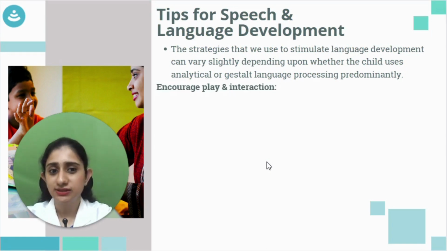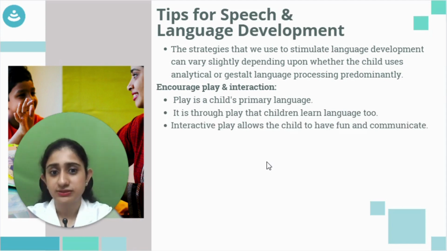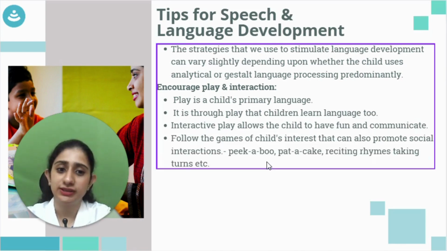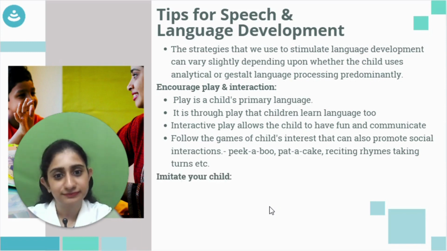One is encourage play and interaction. Play is a child's primary language, so it is through play that children learn language too. So interactive play allows the child to have fun and communicate. So follow the games of the child's interest that can also promote social interactions such as peekaboo, pat-a-cake, or reciting rhymes, taking turns, etc.